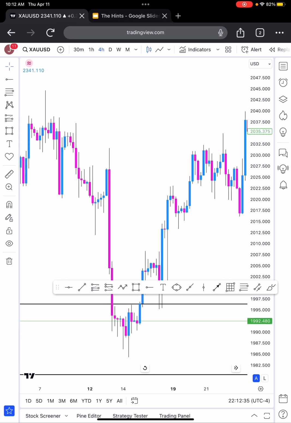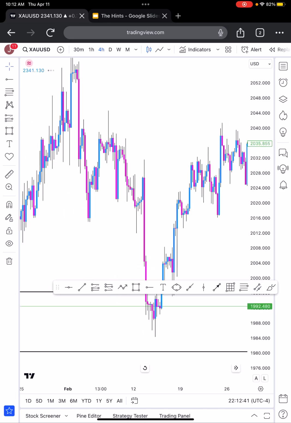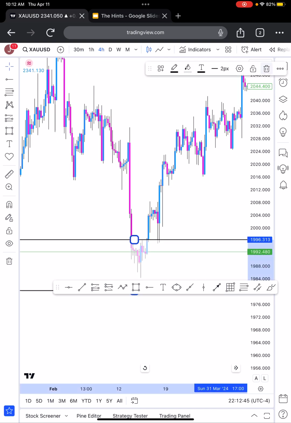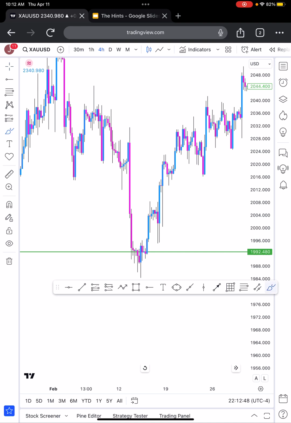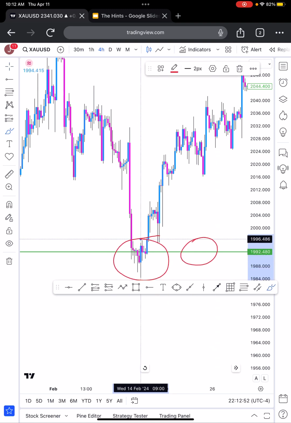Okay, so this is the zone or the area. Let me zoom this out a bit. You wait for price to approach this level. This was the level I drew on the monthly time frame. So this is the price action that occurs at that level, and you wait for one of the 5 hints.